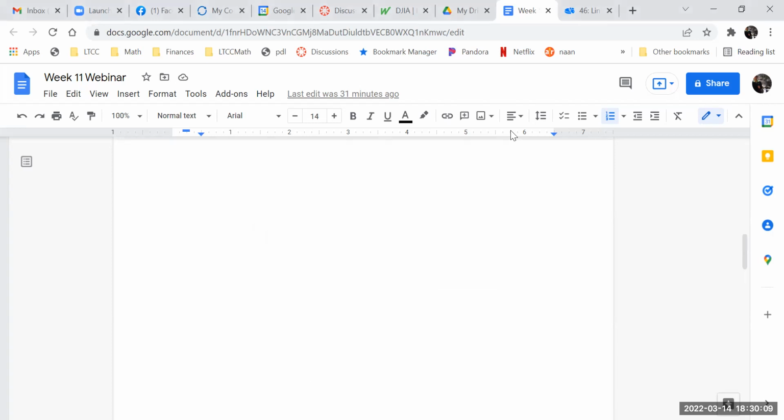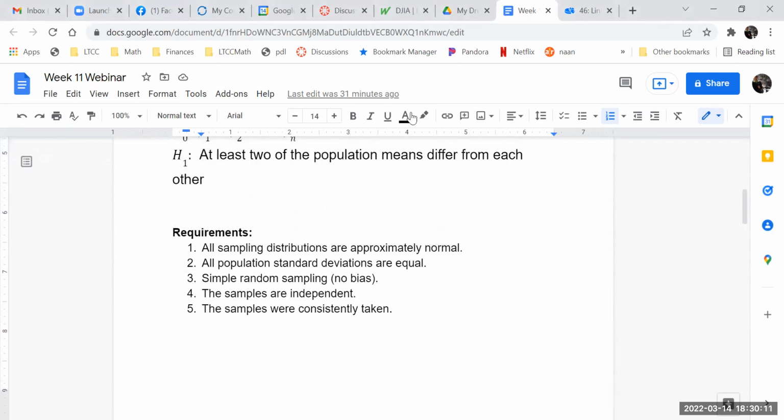Okay, let's take a look. The sample sizes being the same is not important. You don't have to have the same sample size. It's not important at all. So that's not a problem at all.